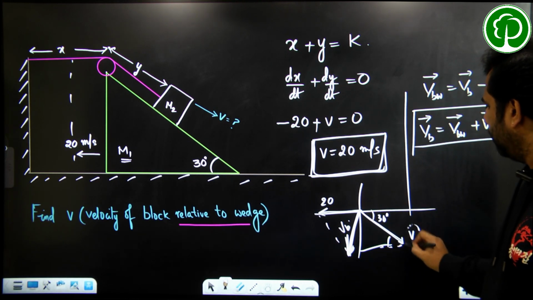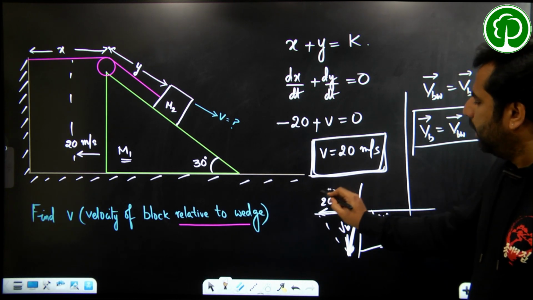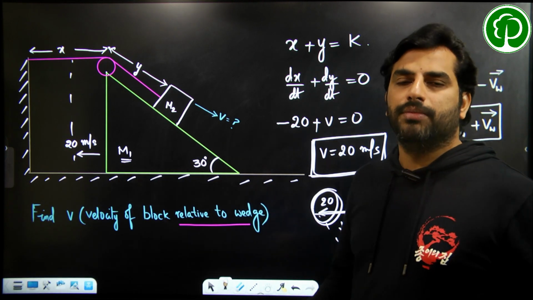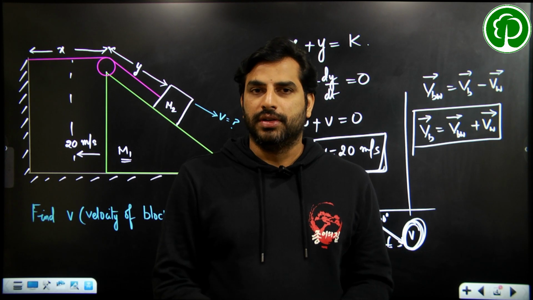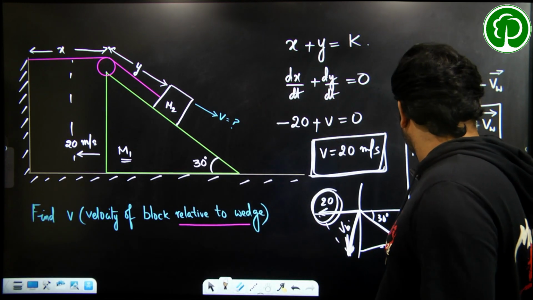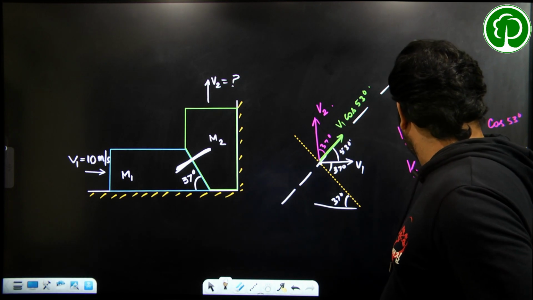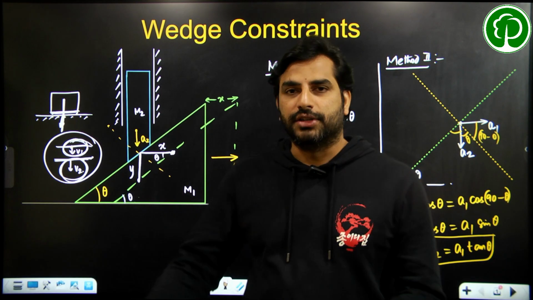You can resolve v and express v in terms of i and j, and the velocity of the wedge is minus 20 i cap. Just simply add both of them, and you would get the velocity of the block as seen from the ground. So these are different cases of wedge systems, and very easily you can find the constraint equation as far as the wedges are concerned.